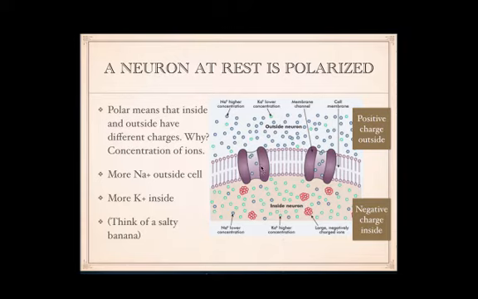We have these channels in the membrane that, when they're closed, help to maintain the separation of ions across the membrane. Notice that we've got more sodium outside the cell. These are the little blue dots. More potassium inside. You can think of a salty banana if this analogy helps you. Bananas have a lot of potassium, and if you have a salty banana, the salt is on the outside.